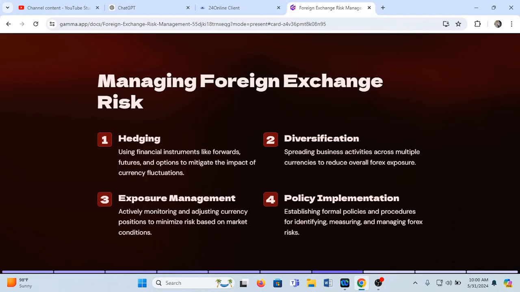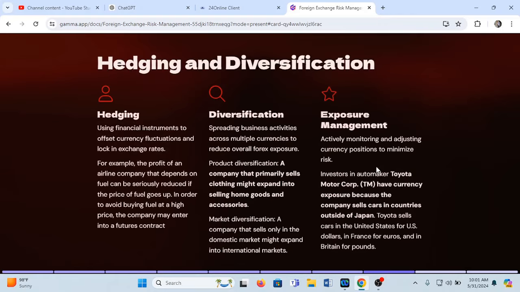Now, managing foreign exchange risk, what you can do is go into hedging, you can go into diversification, you can also manage your exposure to different currencies by being very calculative. And then last, whatever policy you create at the central level, at the risk mitigation department, it should be implemented similarly everywhere to have lesser exposure and minimize your losses. Now let's discuss this concept of hedging in a bit more detailed manner.